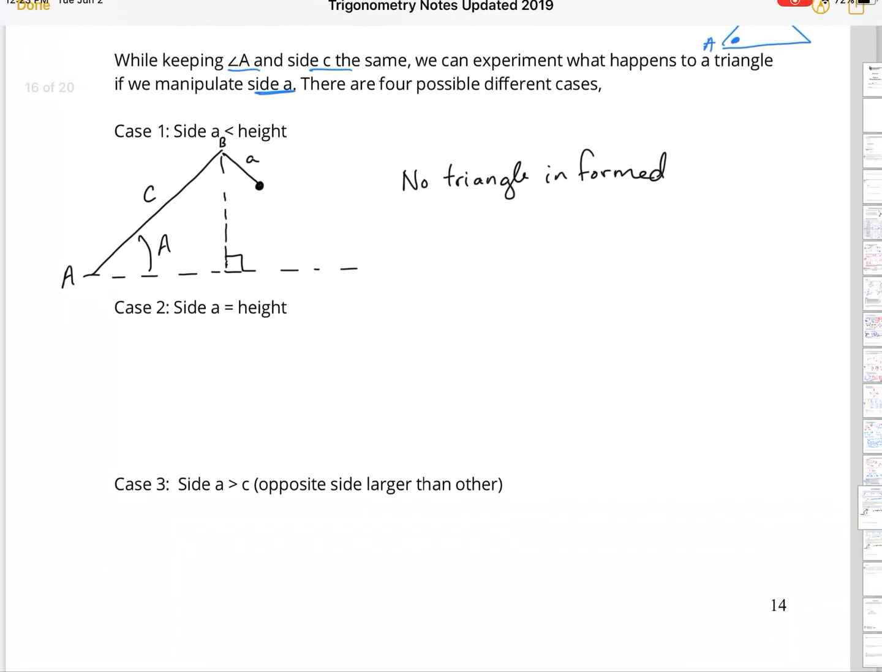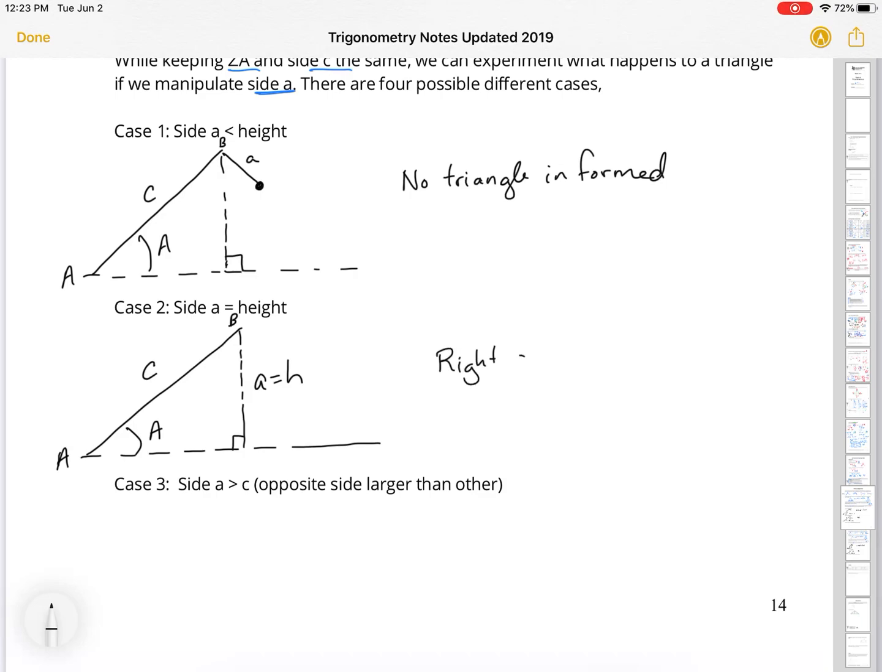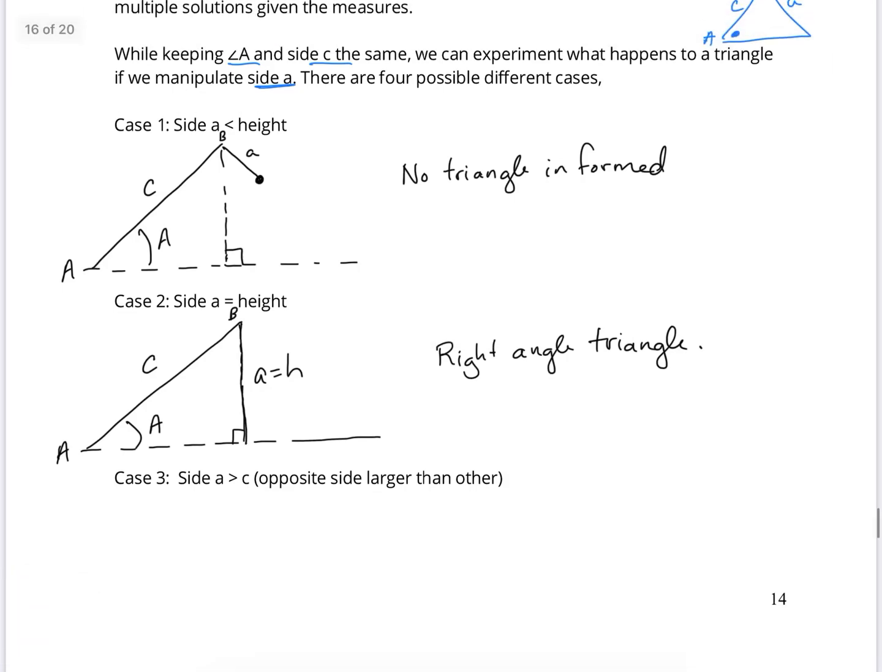If side A equals the height, so looking at that one, we draw our base in. We have our angle A in here, right? This is side C, this is B. And if this is the height and this is what A is, A equals the height, then we get a right angle triangle. Okay, so there we go. Now we're seeing what happens, okay?